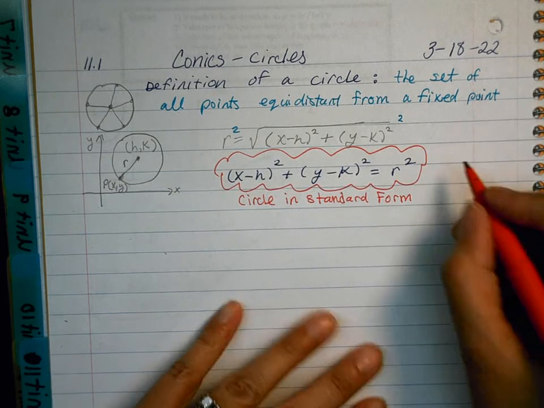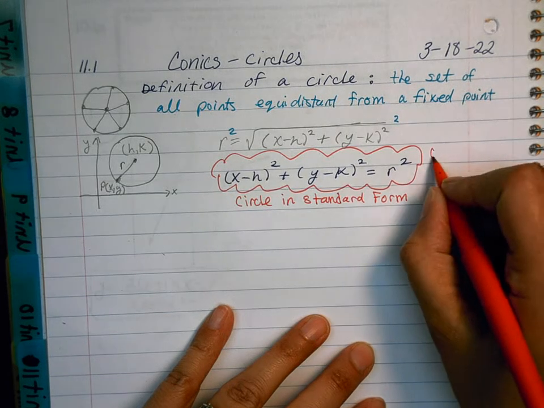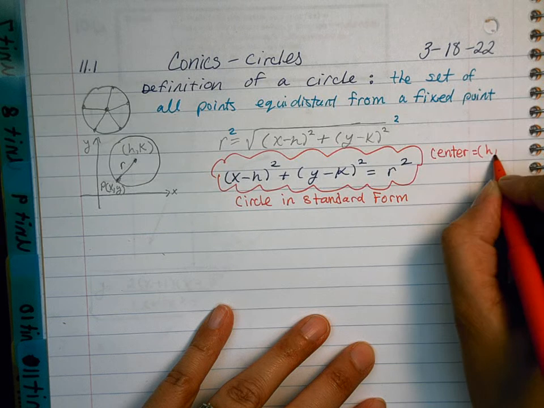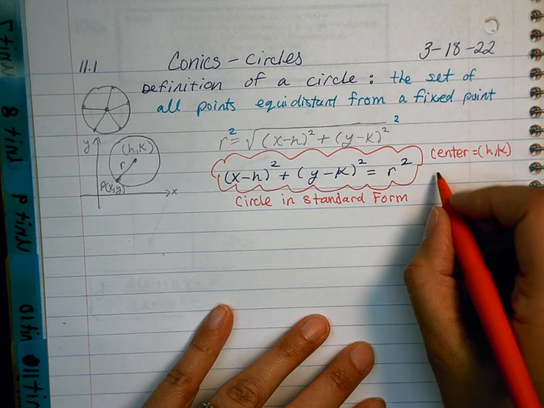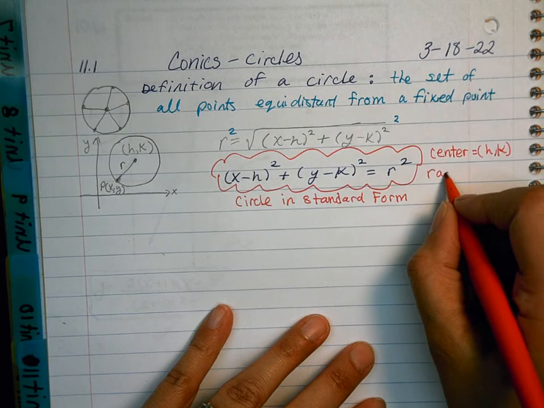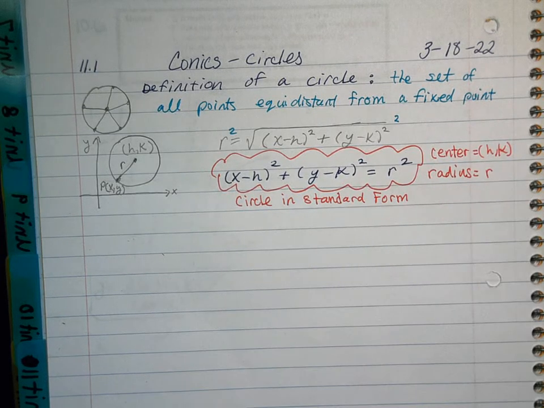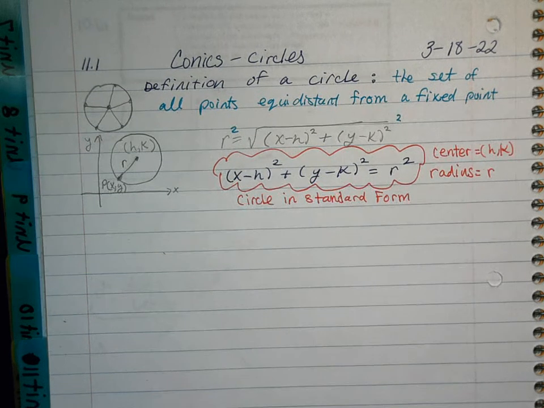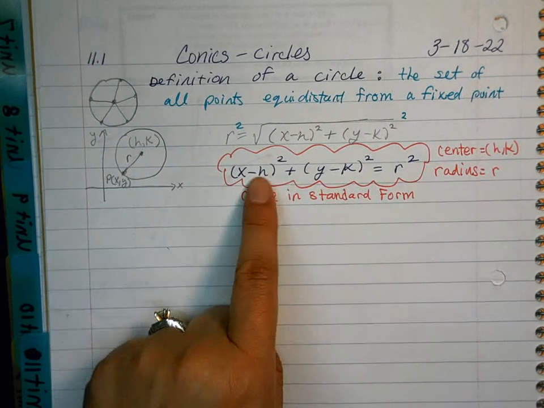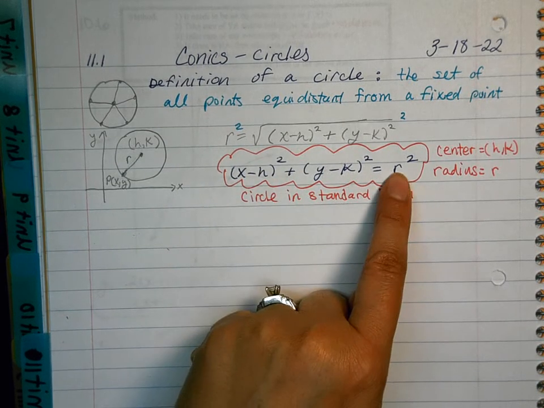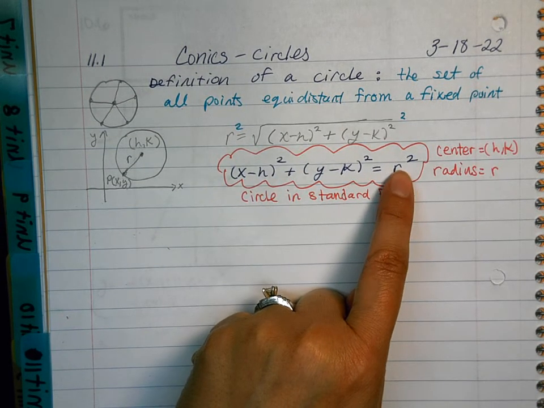Okay, and then the center is always going to equal (h, k), and the radius is always going to equal r. So the center is going to equal the opposite of the inside for both of them, and the radius is going to equal the square root of whatever that number is there.